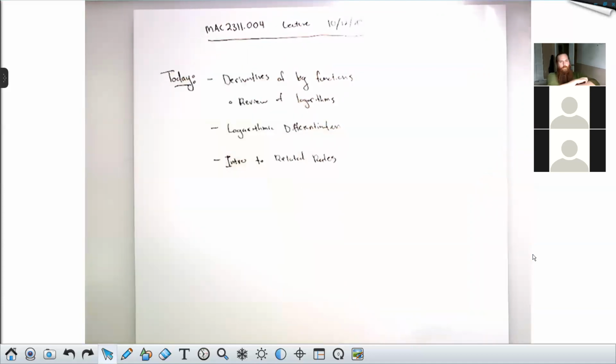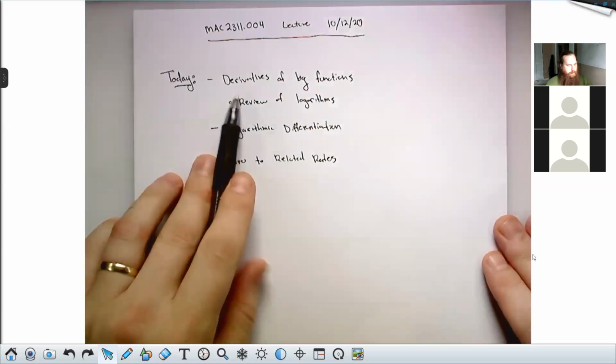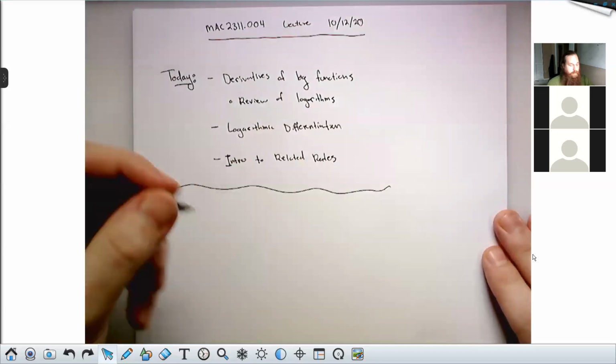Related rates, I gave a brief warning about last week, is one of the sections that students in this class often find challenging. So I would encourage you to put a little bit of extra love into those problems. But the first thing we're going to do today is talk about how to differentiate logarithm functions, which means we need to remind ourselves what logs are.